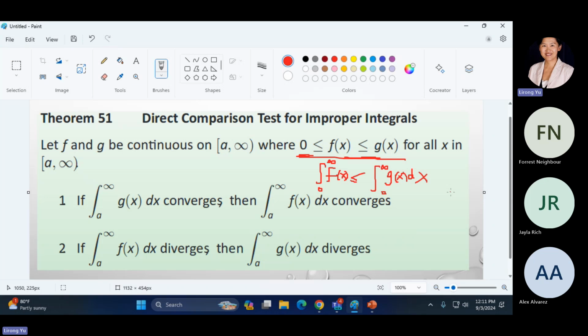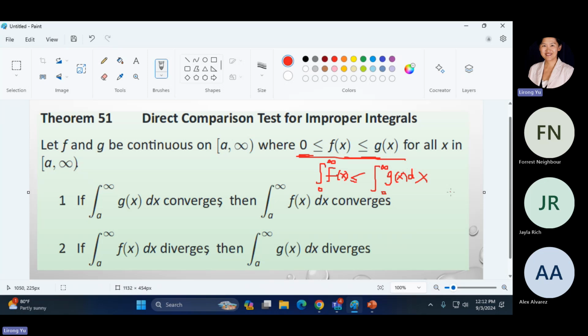So the first conclusion says if the g of x integration is converging, then f of x is also converging. So converge is on the bigger function. The bigger function converges, the smaller function definitely converges.